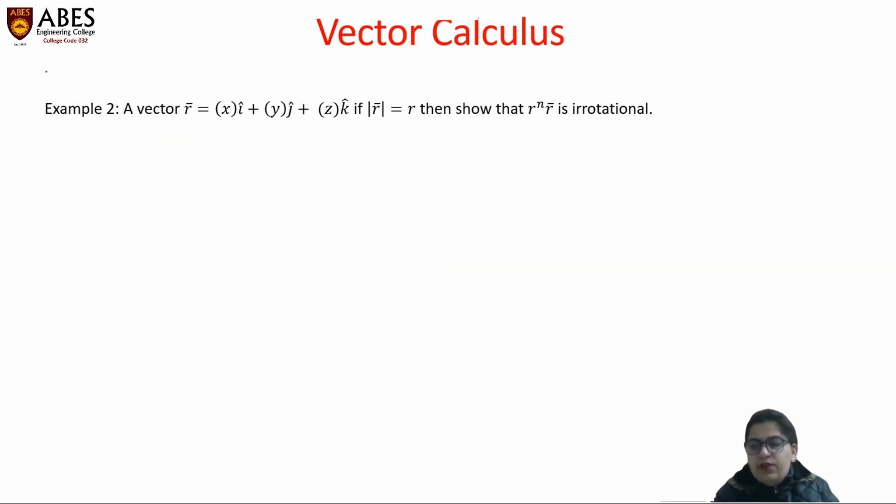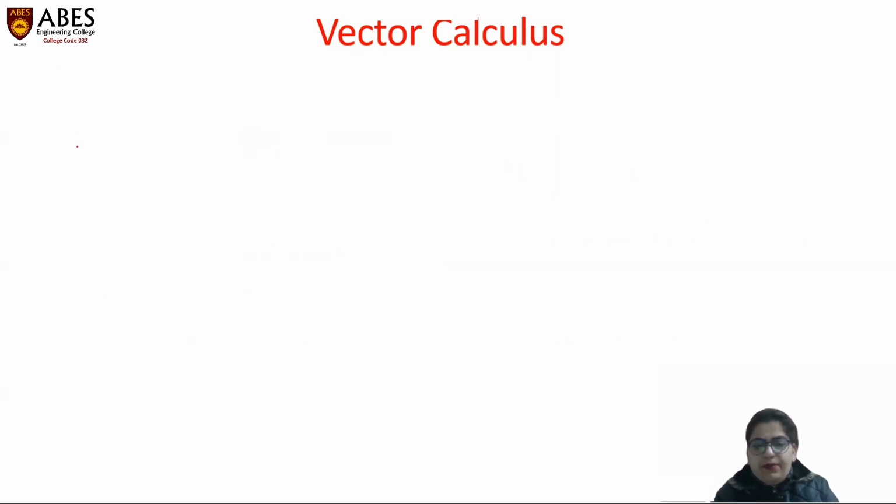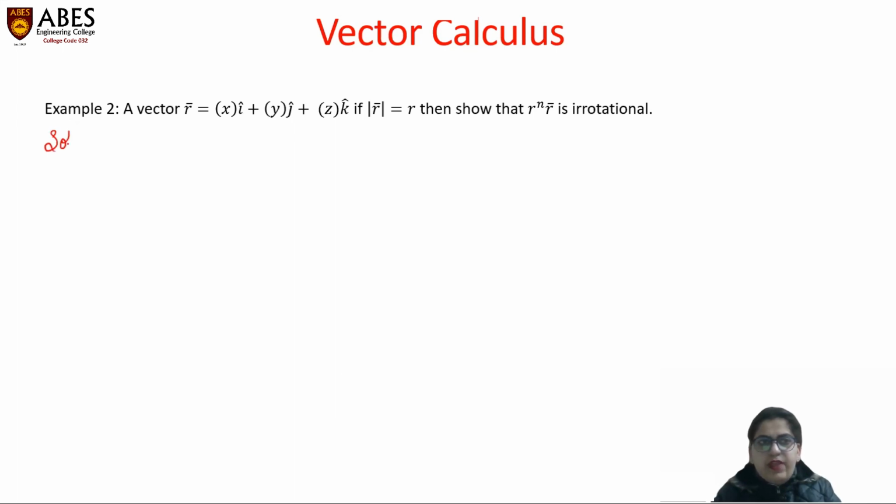Now we will again solve another example with the help of the same procedure. That is, we have to find the curl of this vector and show that Rn raised into R vector is irrotational. Irrotational means its curl must be 0. So let us find out the curl for this vector. But before that, it has been given that we have to take the modulus of this. It means it will be x square plus y square plus z square raised to power half.